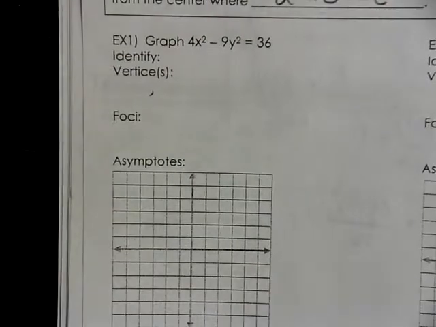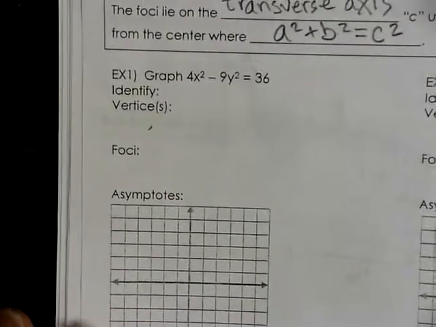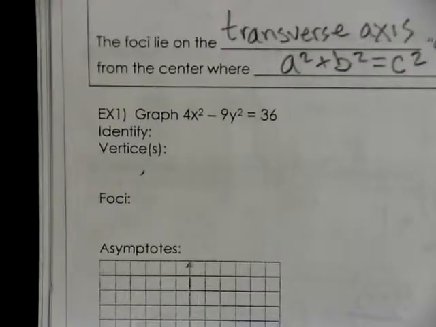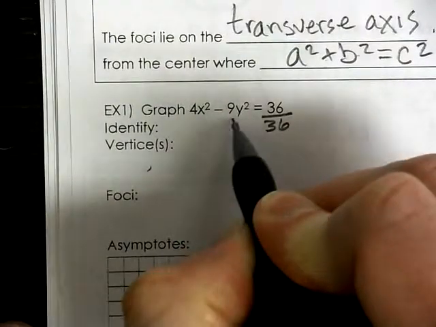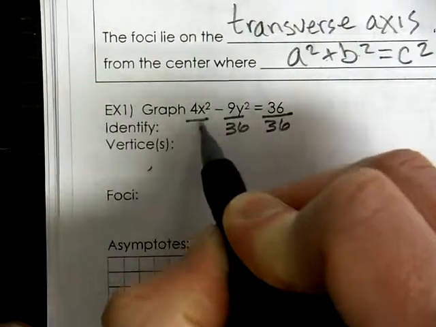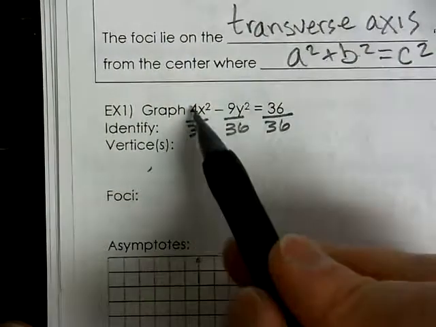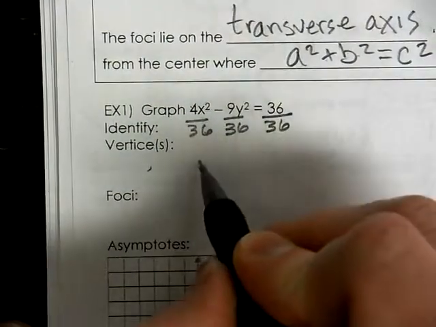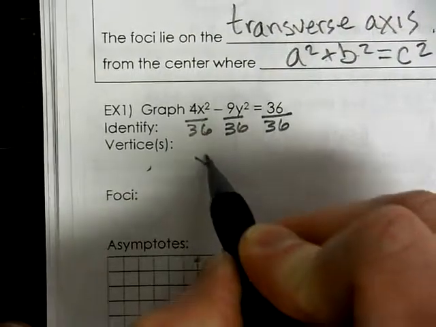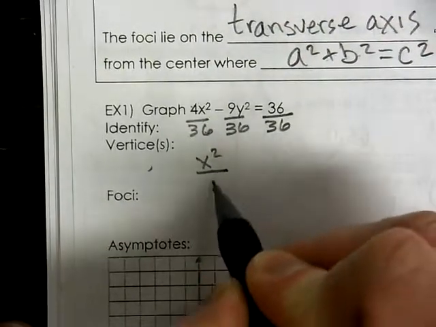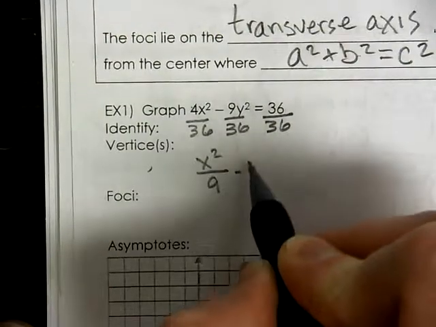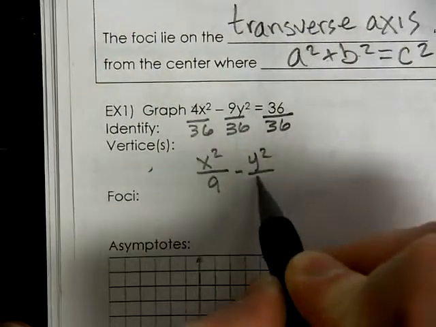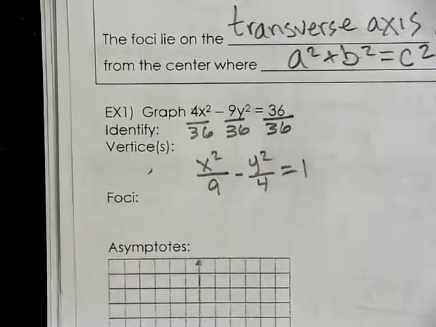So let's try to graph what we have here. We first need to put this in standard form, so we're going to divide by 36. 4 goes into 36 9 times, so you have x squared over 9, and y squared over 4 equals 1.